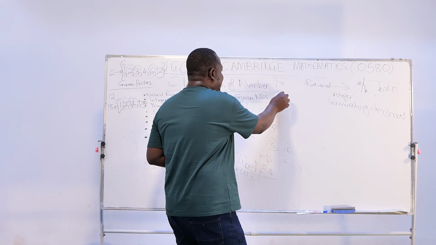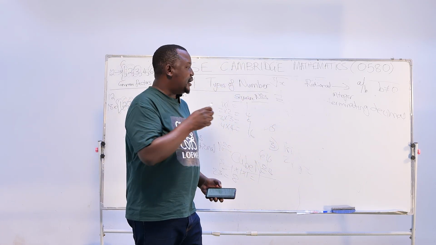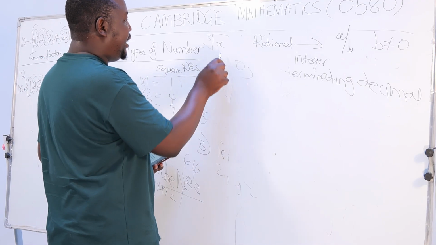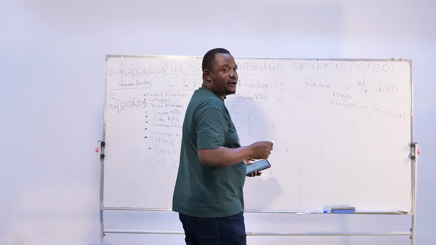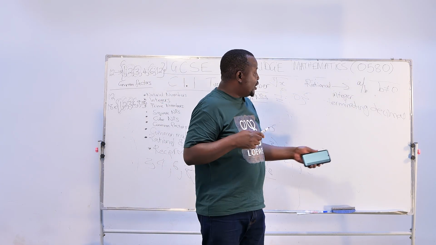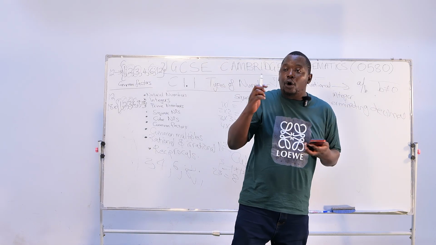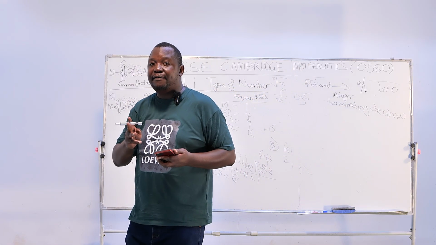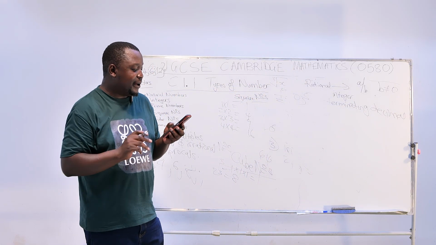It is the same as if I am asked to change a half into a decimal number. 2 into 1, 0 point, we add a 0, 2 into 10, 5. 0.5, it has ended, it cannot continue any further. And this one is called a terminating decimal. So all the terminating decimals we have are part and parcel of rational numbers.